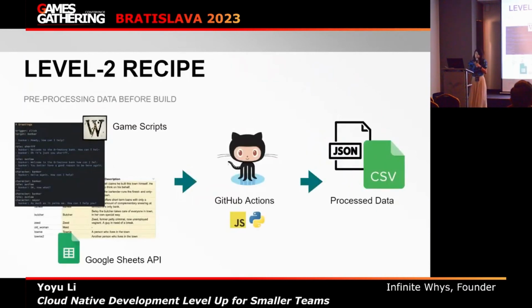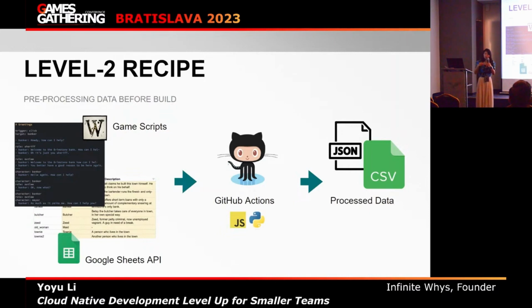So in this level, the recipe I want to introduce is using GitHub Actions. With Places in the West, the project I just worked on, we used a lot of GitHub Actions. For example, here, this is an example of how we use this GitHub Actions task runner to automate the conversion of our game scripts into processed data.